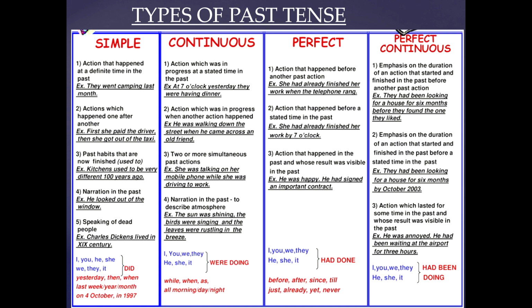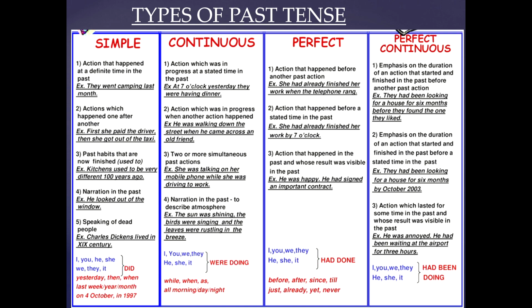It says the action that happened at a definite time in the past. As we discussed earlier, in simple past, the time of the completed action will be mentioned here. So see the example: They went campaigning last month. See, the time of the completed action, last month, is indicated, whereas in present perfect tense, the time of the completed action is not indicated. So that is the difference between simple past and present perfect tense here.